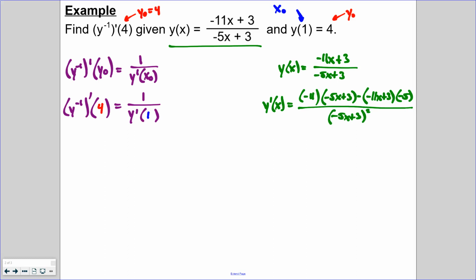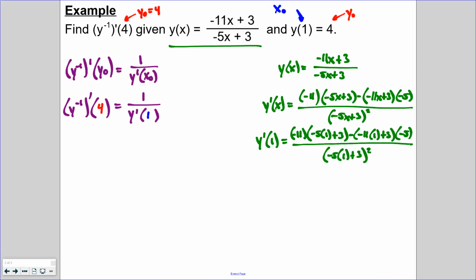And now if we wanted to, we could go ahead and simplify this algebraically, but since we will be plugging in x sub 0 equals 1, that would really just be a waste of time here. So we're just going to go ahead and substitute 1 in right away. So we're going to get negative 11 times negative 5 times 1 plus 3 minus negative 11 times 1, and then times negative 5. And it's all going to be over negative 5 times 1 plus 3, quantity squared.